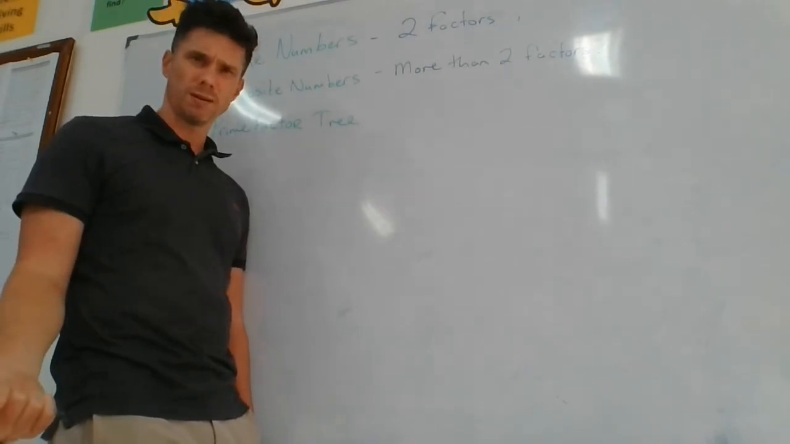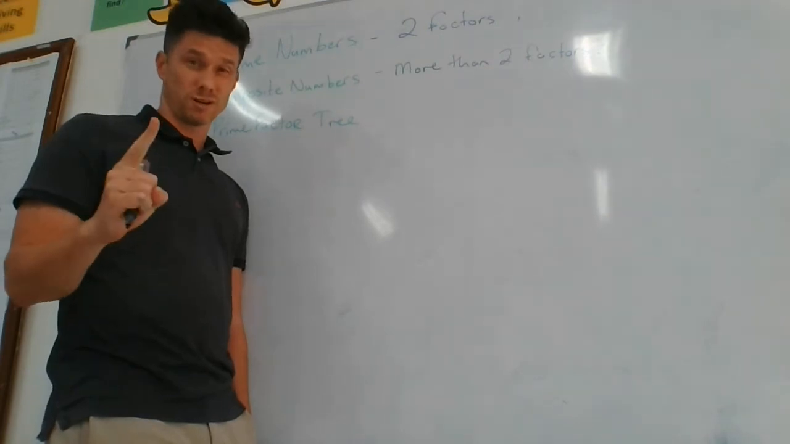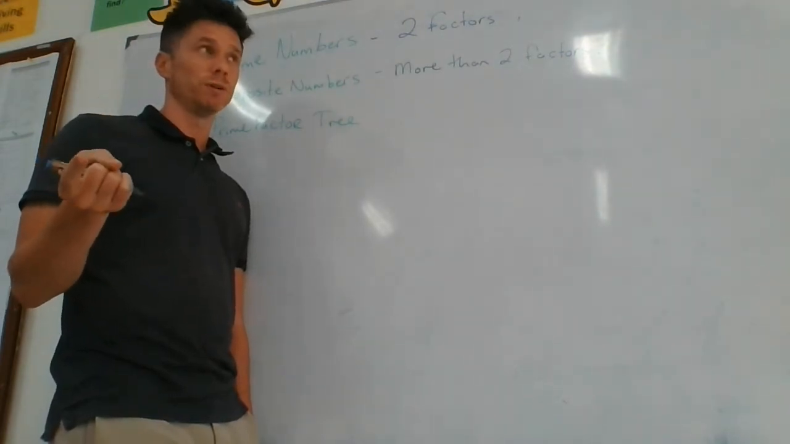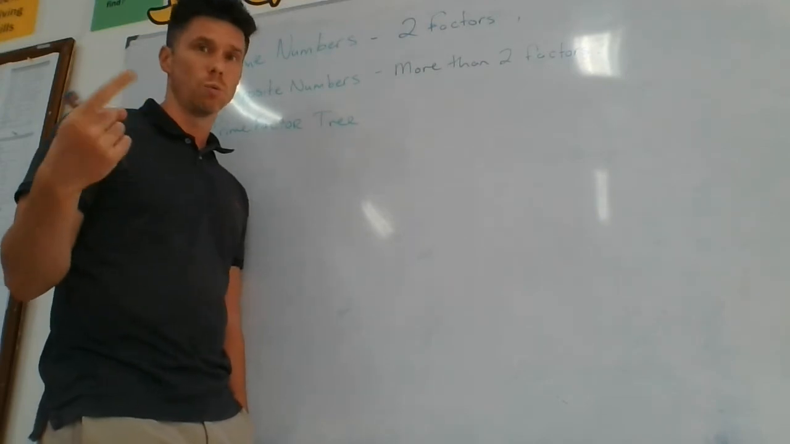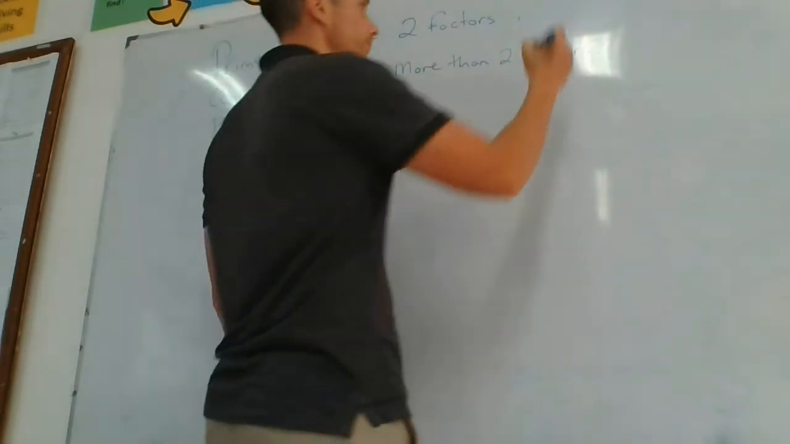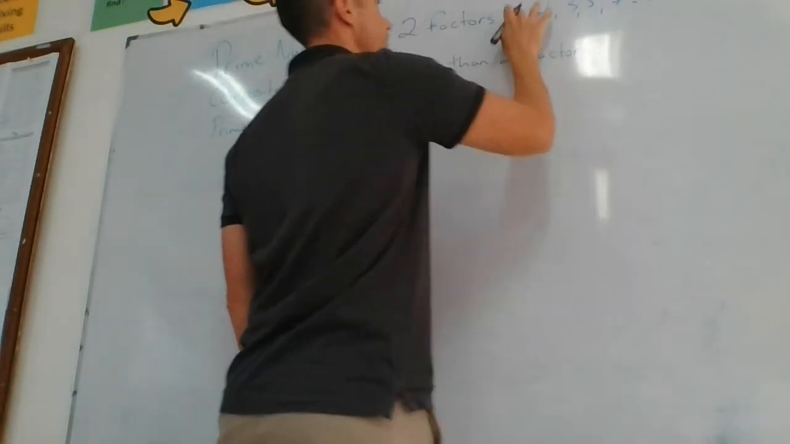Is 1 a prime then? Well, actually no, because 1 only has 1 factor. So technically it's not. 1 times 1, the only factor there is 1, therefore it's not. So the first prime number is 2. 2, 3, 5, 7, etc.